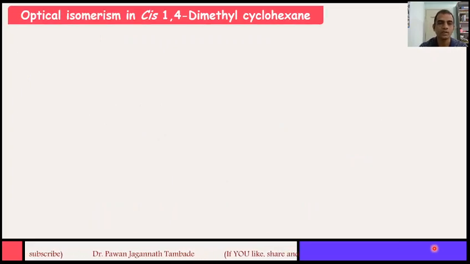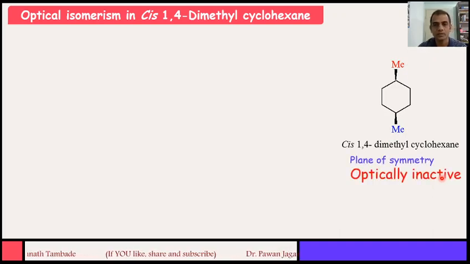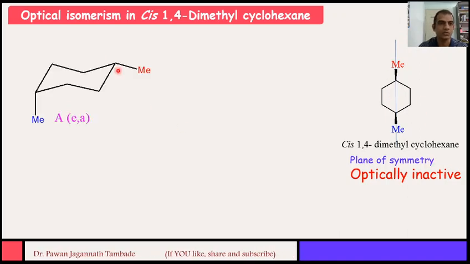Now we will move towards optical isomerism in cis 1,4-dimethyl cyclohexane. This is the cis 1,4-dimethyl cyclohexane molecule. Look at this molecule. This molecule has a plane of symmetry, and thus it must be optically inactive. Let us consider its conformers and mirror images to understand this. This is the plane of symmetry. Bisect this molecule into half, it is optically inactive.